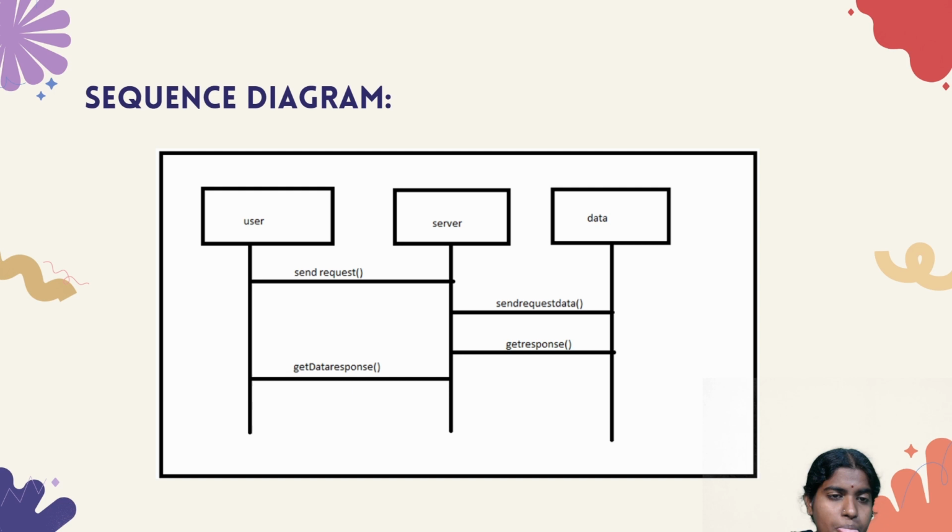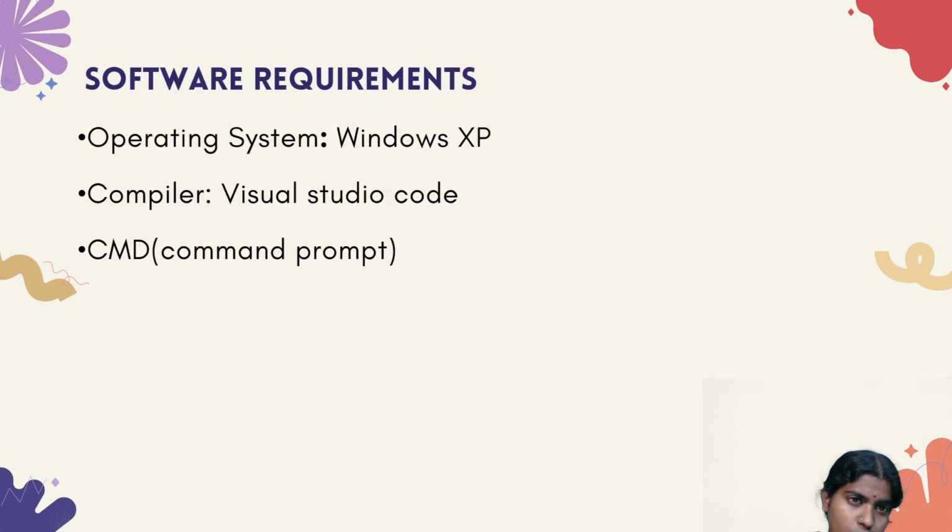Clear with this? So whenever a user comes in, he is going to send some request. Whenever he is sending some request, it goes to the server, and then he gets the request data back, the get response and the data response here.